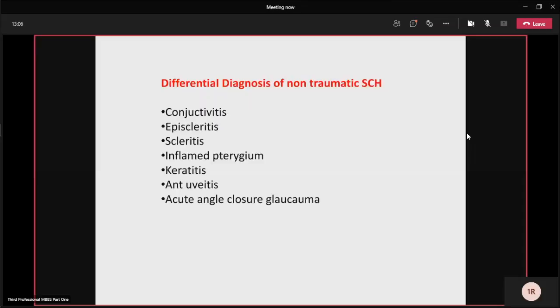In inflamed pterygium, there will be an obvious pterygium which will be inflamed or congested, okay. So an obvious lesion will be found. In keratitis, the corneal lesion will be seen. There will be infection, and that may lead to what appears to be subconjunctival hemorrhage. Actually, it is not subconjunctival hemorrhage, it appears like that. Because of the congestion, it will mimic.